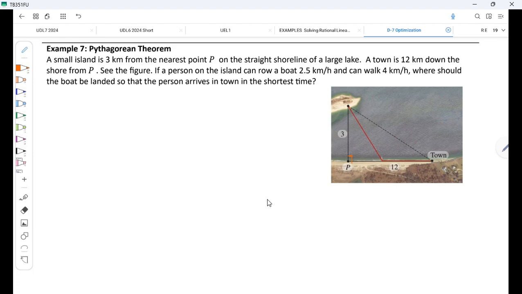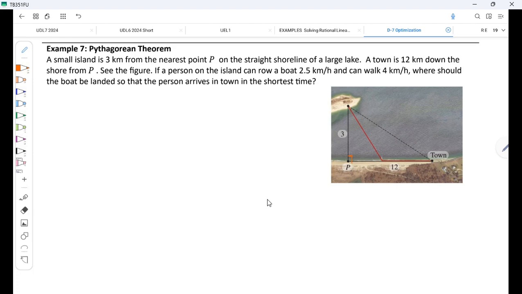Think about what's going on here. If I decide to just row straight across and then walk, that's going to take an amount of time. If I row diagonally, I have less walking to do. But I walk faster, right? So there is some sort of happy medium in the middle here where I row a little bit longer than I would have to just go straight to point P and then walk the rest of the way. That's kind of what's going on in this problem.